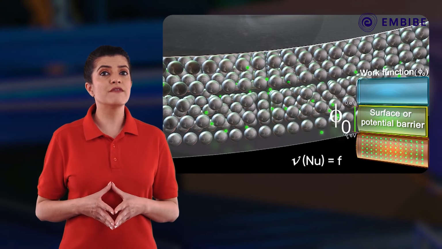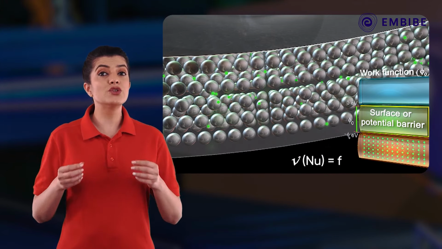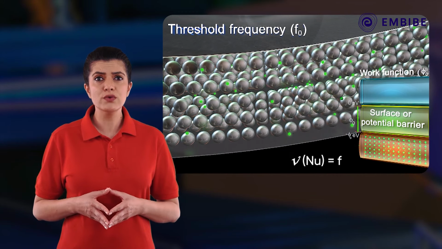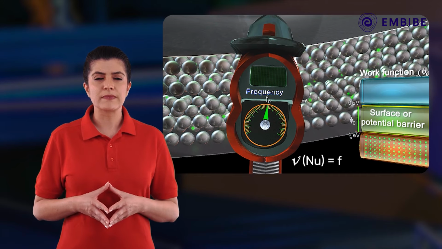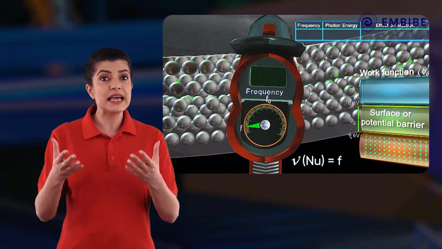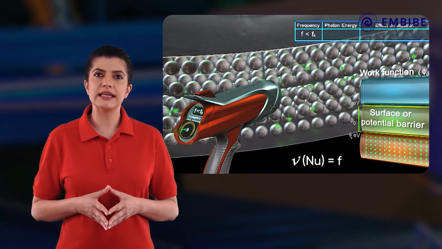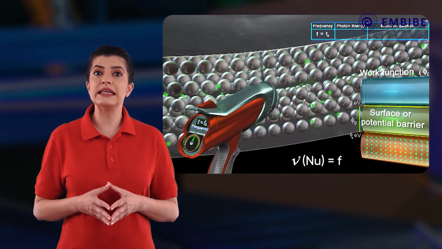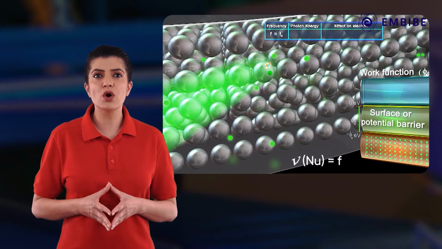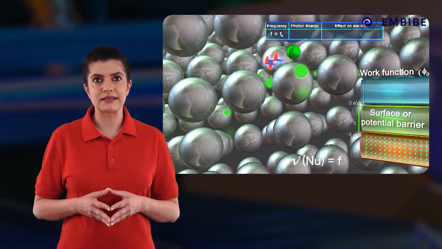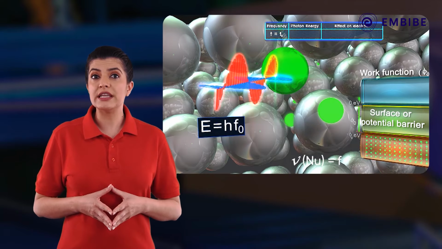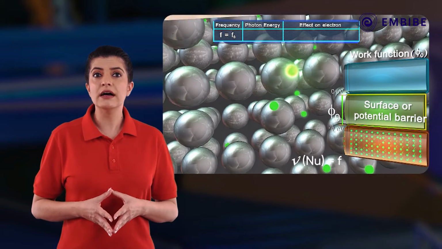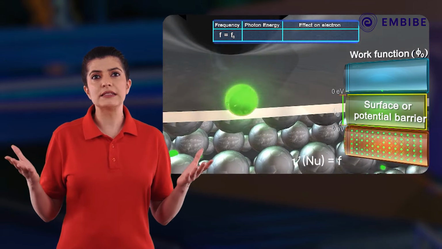Depending on its work function phi 0, every metal surface requires a certain minimum frequency of light called its threshold frequency nu 0 to exhibit photoemission. Incident light having a frequency less than the threshold frequency would not exhibit photoemission. When light of threshold frequency nu 0 is incident on the metal surface, a photon-electron interaction takes place. At this frequency, the photon energy absorbed by the electron becomes sufficient to overcome the surface barrier and the electron just escapes from the metal surface.